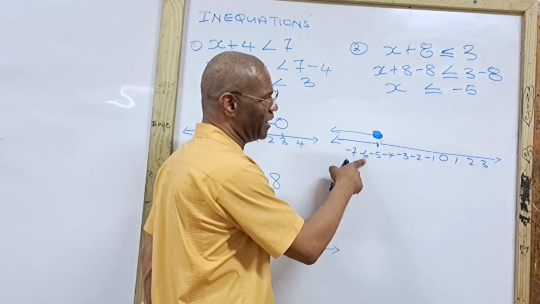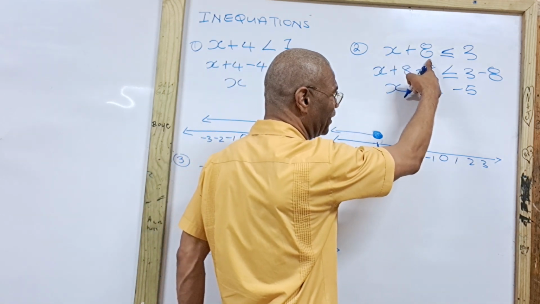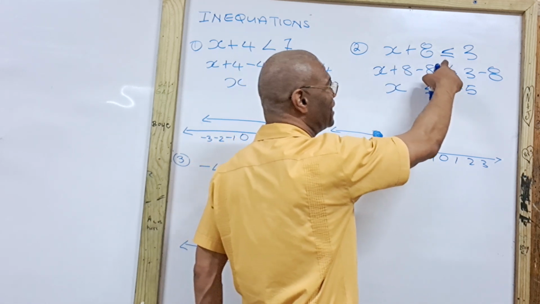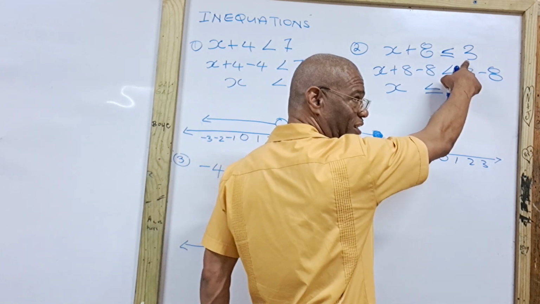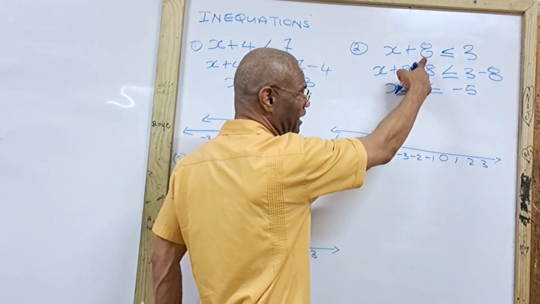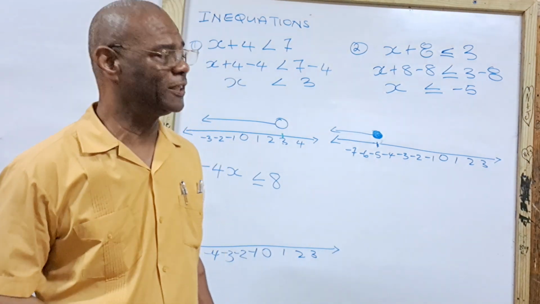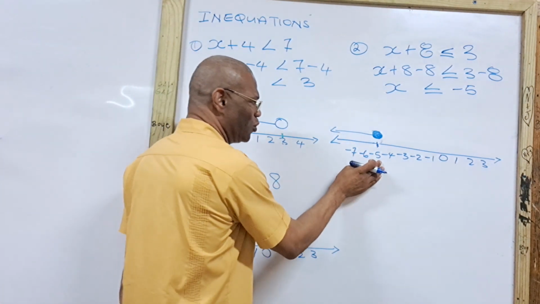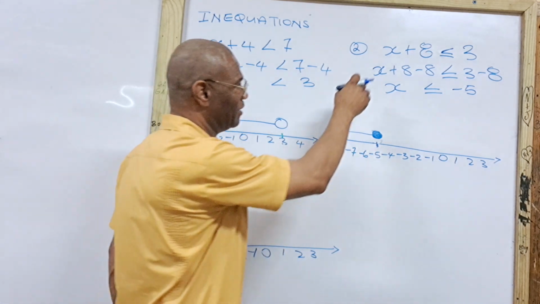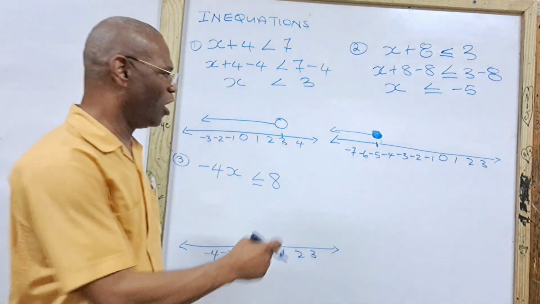So let's try negative 6. Negative 6 plus 8 is what? Positive 2. Positive 2 is less than 3. Right? If I choose negative 7, plus 8 is positive 1. Positive 1 is less than 3. Right? So any number we choose from negative 5 right down would make this true. Alright? So the solution set is all the numbers to the left.